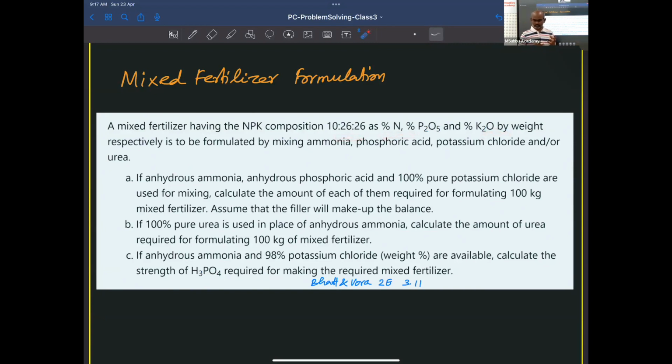If you see these numbers, they say that in 100 kg of fertilizer, you have 10% nitrogen, 26% P2O5, and 26% K2O. There is a way we should understand this. Maybe the relevant idea you can take from the chemical technology book, where they used to explain this in much detail.